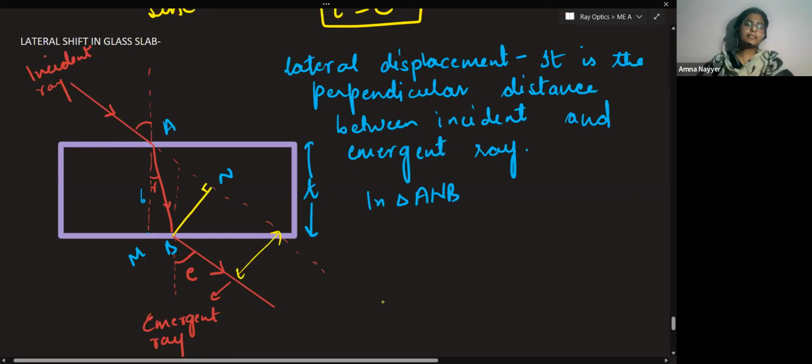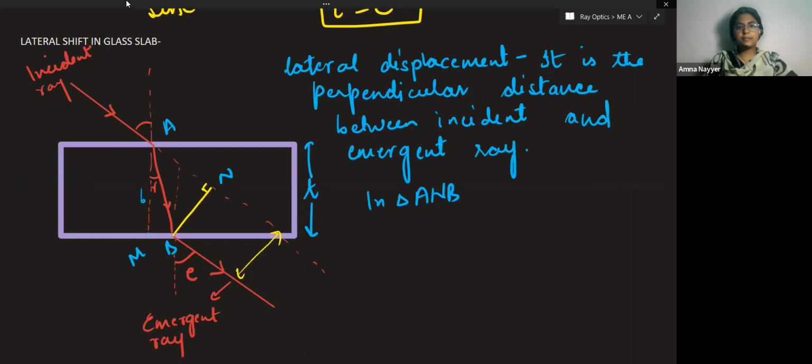We'll discuss this. See. Let's say this is the perpendicular BN, which I want to find out. So BN is what? This is only the lateral shift, the shift that has occurred in the path. This was the path of the incident ray. Now the path is this. So this shift that has occurred between the paths, this is what we are trying to calculate. So BN is it. Now see one more thing, class.